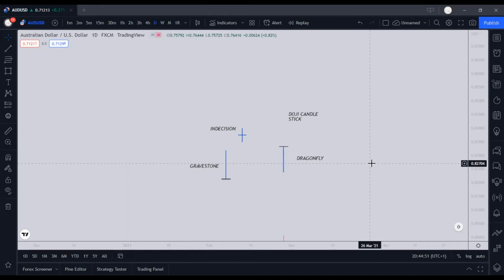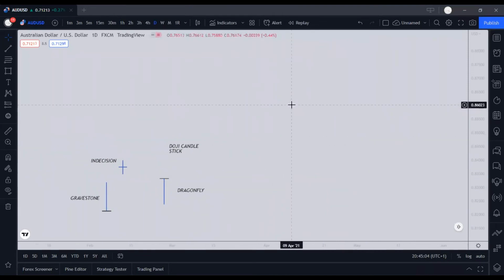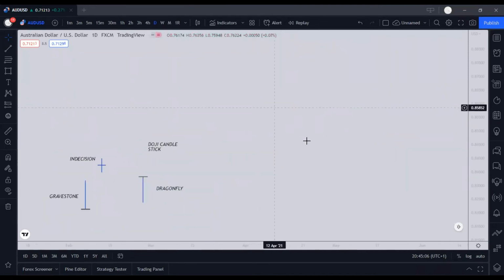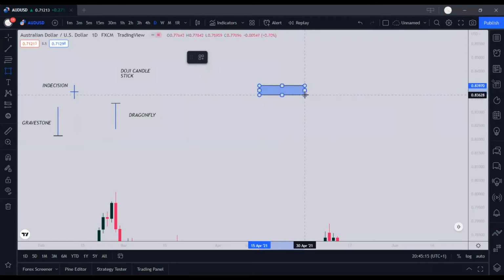All right. Hello. Let's move to the hammer or pin bar. Some call it pin bar, some call it hammer. Can you guys hear me? Yes, we can hear you. All right, loud and clear. Good. So we're now at the hammer or the pin bar.